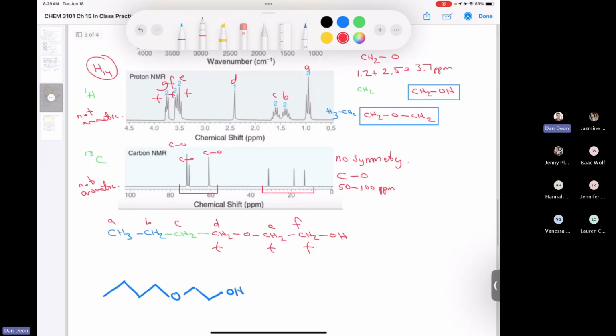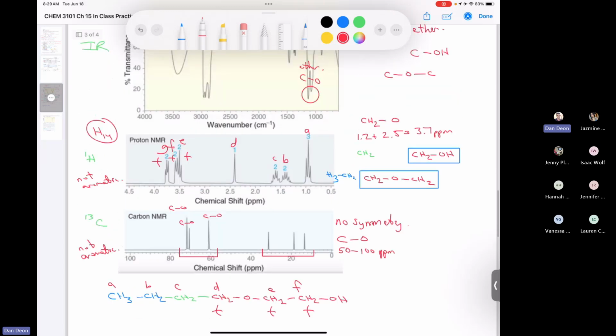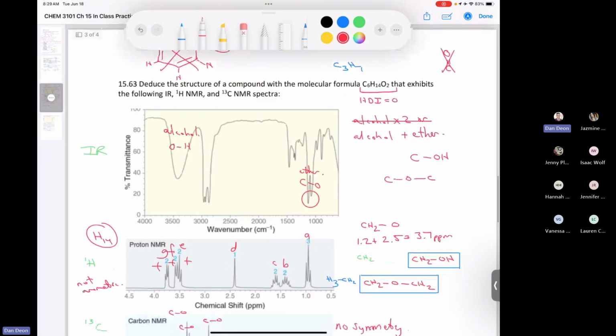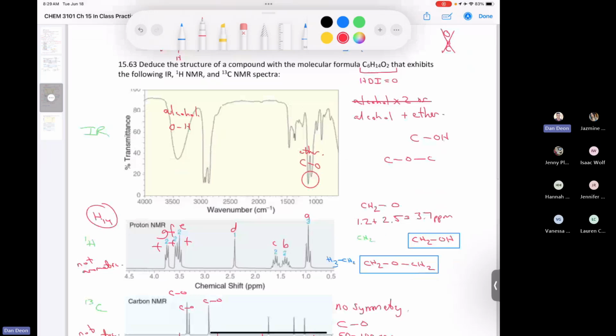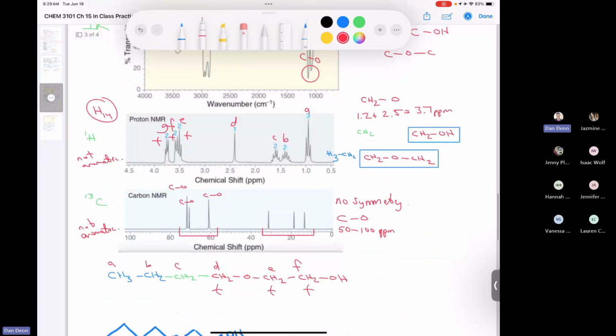So that has to be the structure of the compound. Kind of an interesting compound in that you have an ether and an alcohol in it. All right, so that's my kind of slow problem solving there. But give me a thumbs up if you followed me on the stepwise solution there. Is everybody with me, or are there any questions about that one?